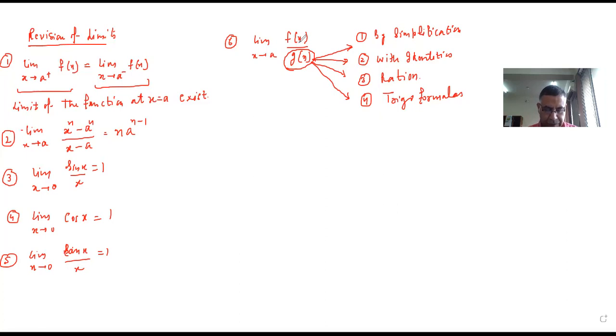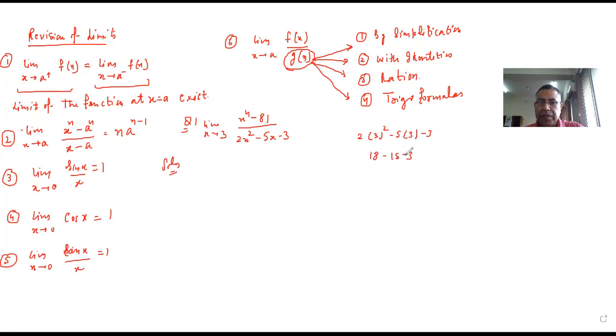For example, evaluate limit x tends to 3, x to the power 4 minus 81 over 2x square minus 5x minus 3. This is question number 1. Now see what we will do first. Substitute x is equal to 3 in the denominator. 2 into 3 square minus 5 into 3 minus 3. This is 2 times 9, 18, minus 15 minus 3. So that means it will be 0. So my denominator becomes undefined.